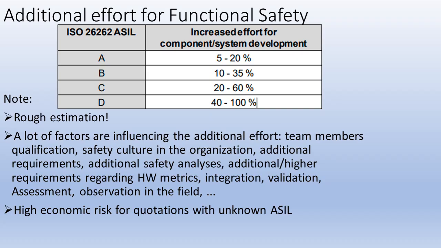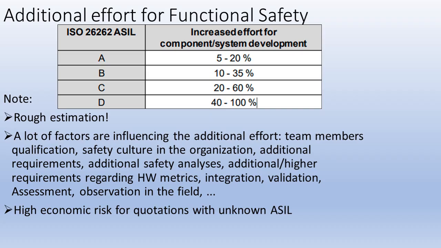Now, what is the additional effort you put for functional safety? This is a rough estimation, not a mathematically accurate figure. If you find the ASIL level is A, you increase the effort by 5 to 20%. When you find ASIL level to be B, you increase the effort by 10 to 35%, and C 20 to 60%, and D 40 to 100%. As I already said, this is a rough estimation.